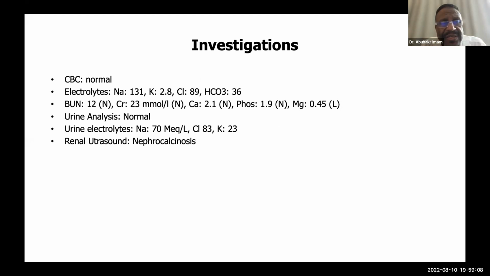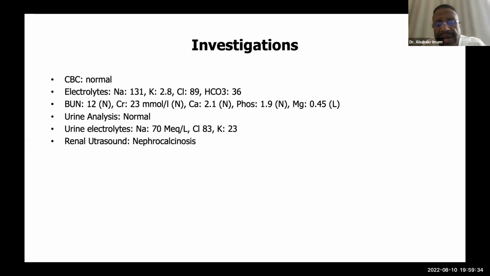Your electrolytes: his sodium is 131, potassium is 2.8, significantly low. His chloride is 89, which is low. His bicarbonate is 36, which is high. His BUN is normal, his creatinine is normal, his calcium is normal, his phosphate is normal, his magnesium is low, 0.45.